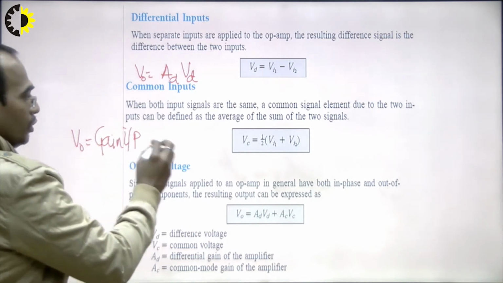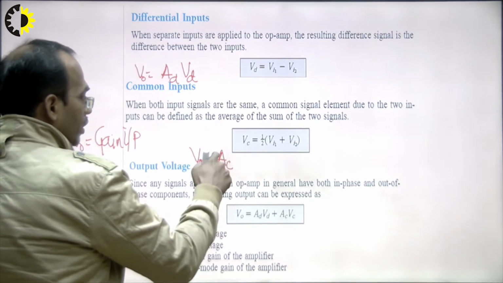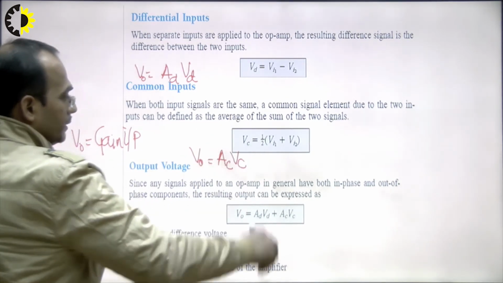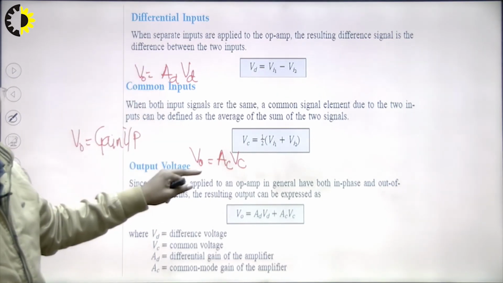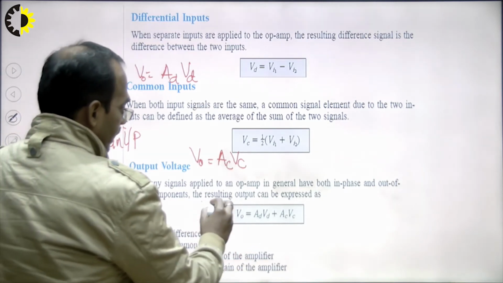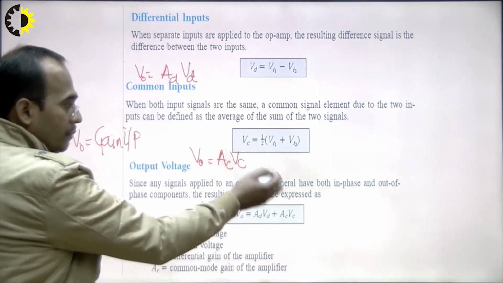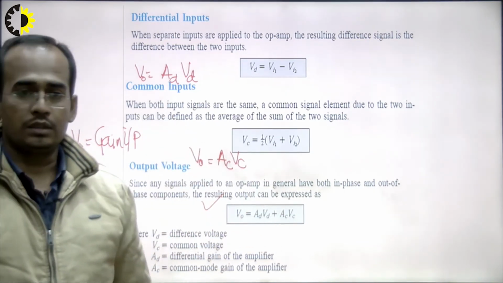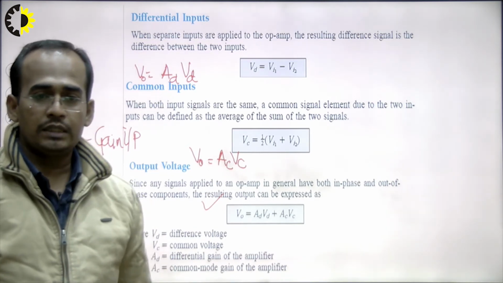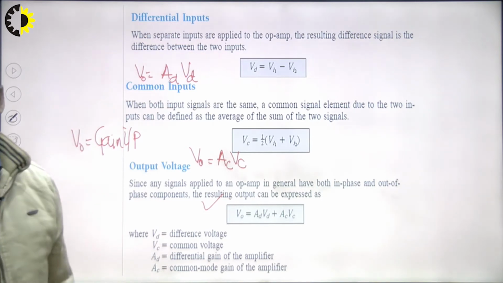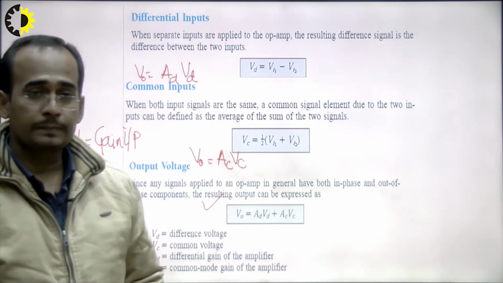In case of common mode, what will be the output? Output is nothing but the common mode gain AC multiplied by Vc. So, what will be the final output? Final output is nothing but the summation of these two. This has been written here: final output is differential gain multiplied by differential input plus common mode gain multiplied by common voltage, where Vd is the differential voltage and Vc is the common voltage, Ad is the differential gain and AC is the common mode gain of the amplifier.